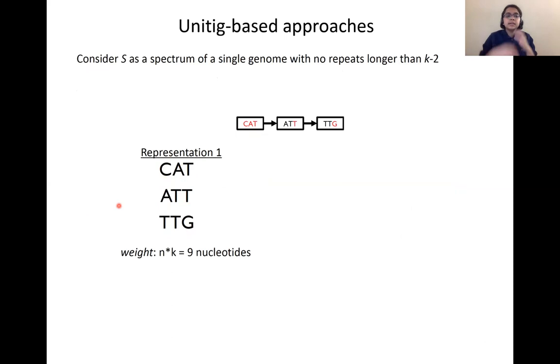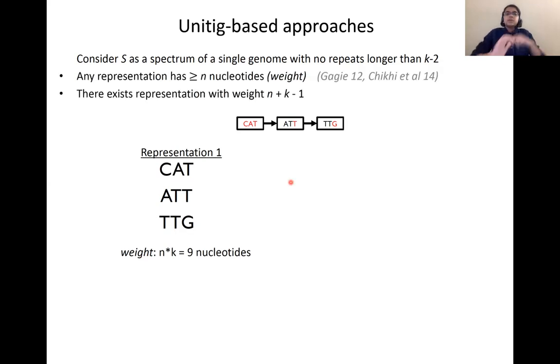And the number of nucleotides in a representation is what we are going to call weight from now on. Okay, so to find a space-efficient representation, all we have to do is find a representation with low weight. Okay, so it has been shown that any k-mer set representation will have at least n nucleotides in it. And for this particular example, I can show you that there exists a representation with weight n plus k-1.